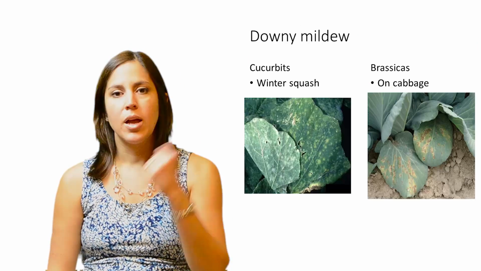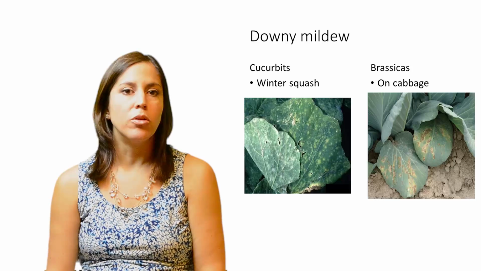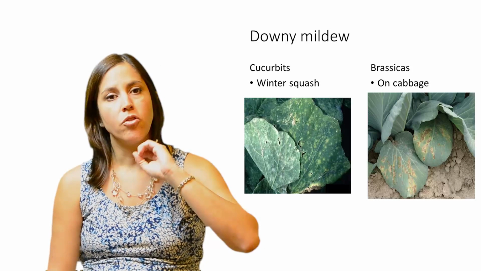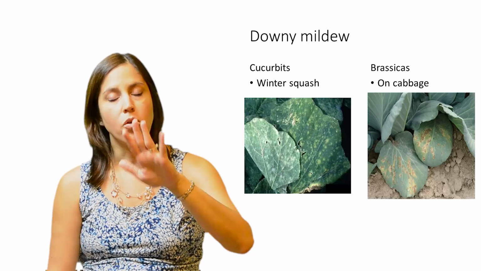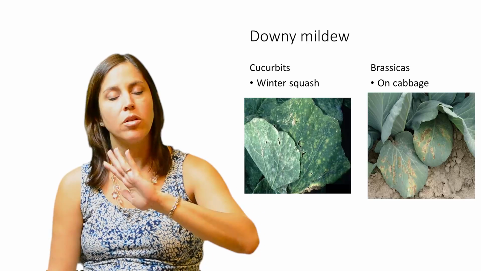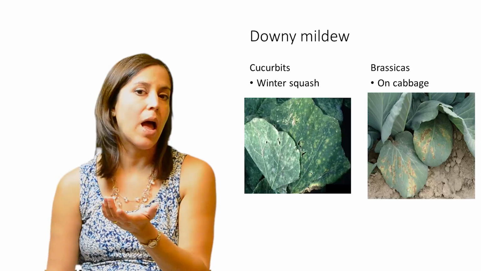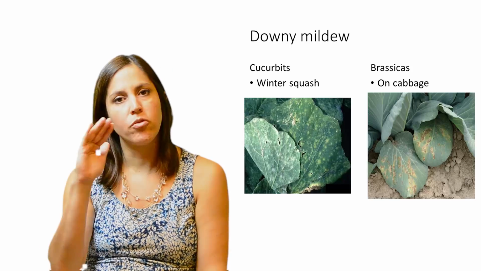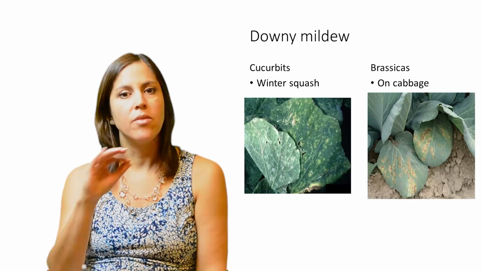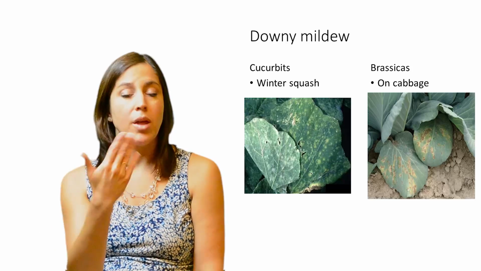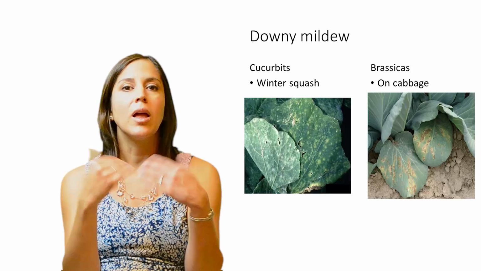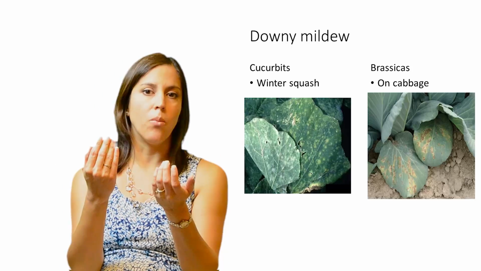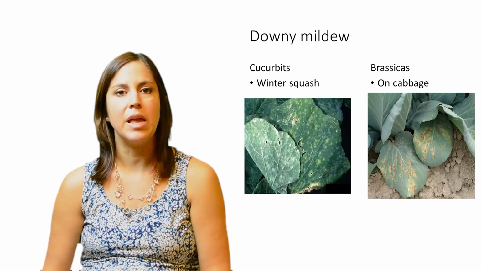So these are other symptoms of downy mildew in cucurbits. Normally, it looks yellowish on the top of the leaf, and also on brassicas and cabbage, they're going to look like necrotic spots on the top of the leaf and yellowing. But then when you turn the leaf around, you're going to be able to see the fungus, or this oomycete, growing underneath.